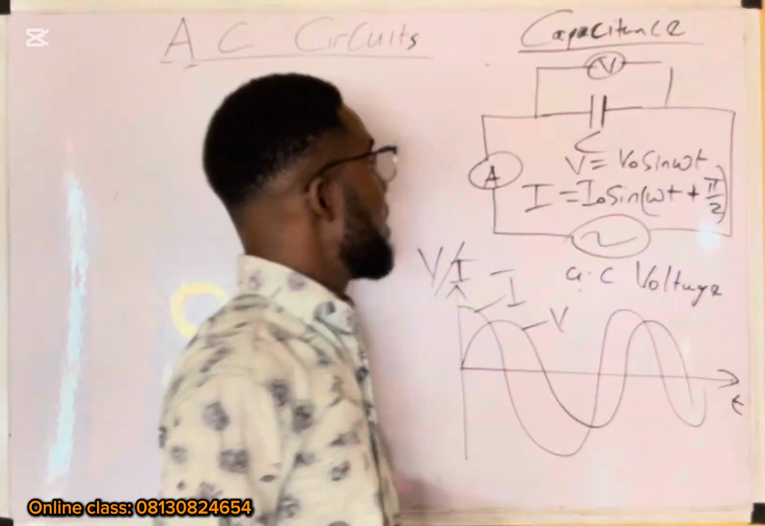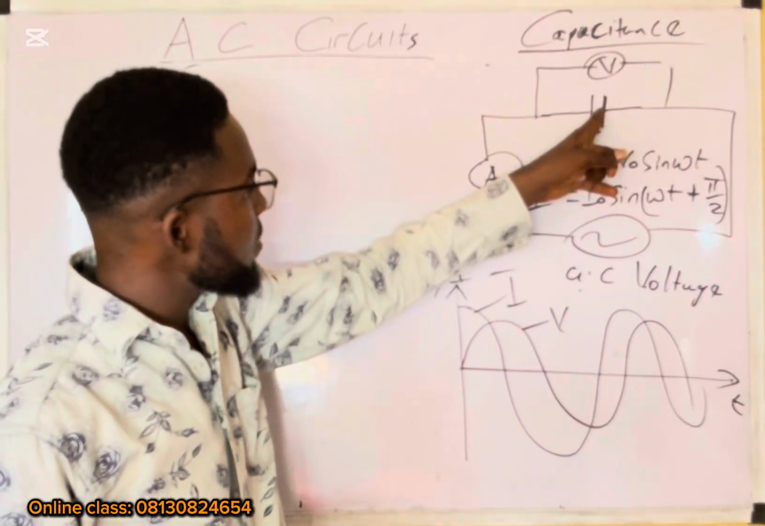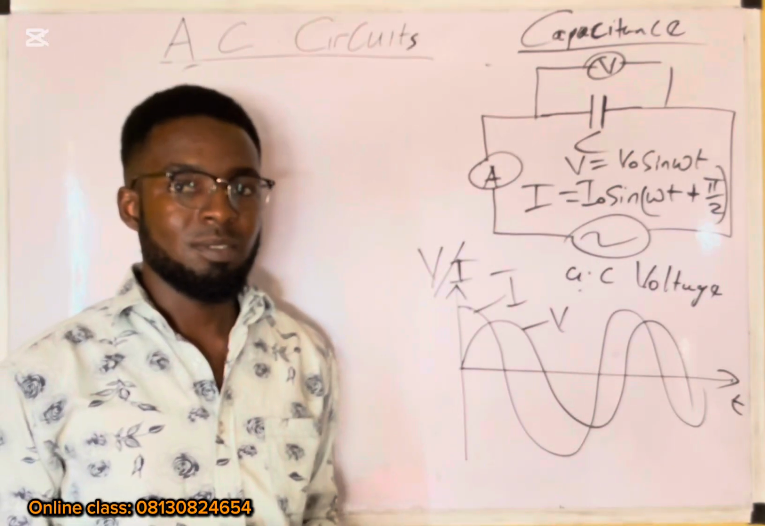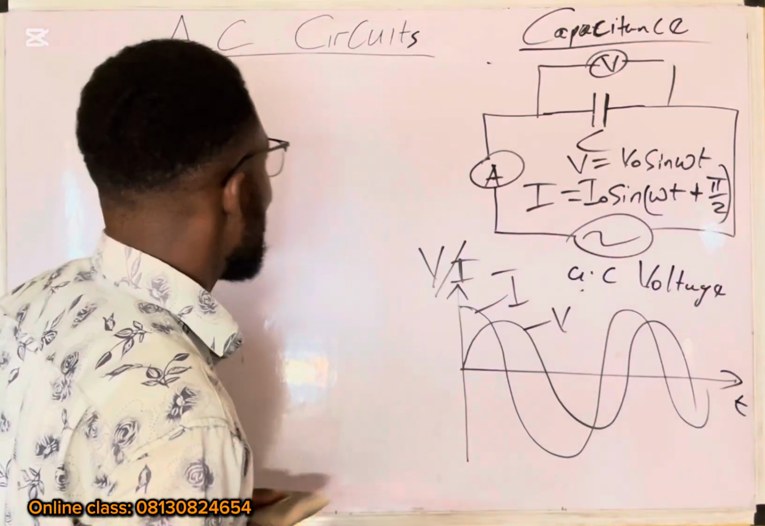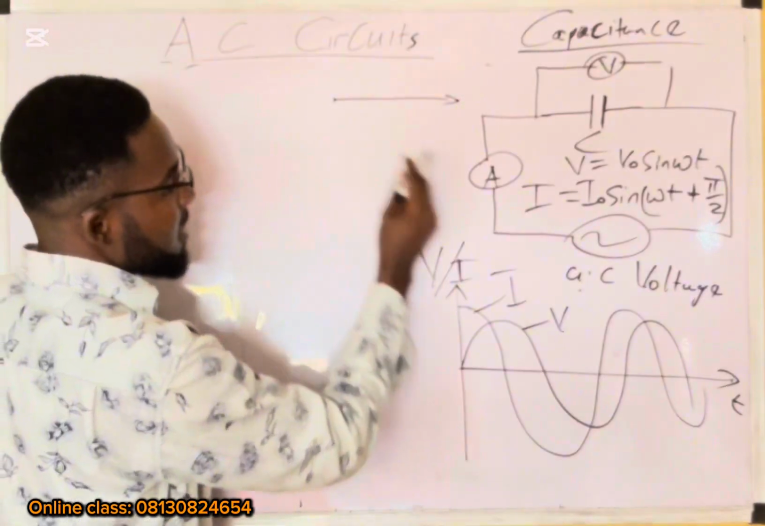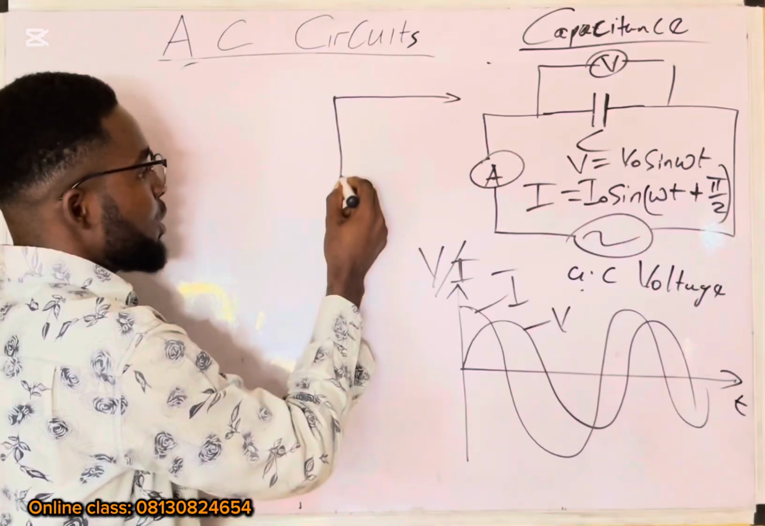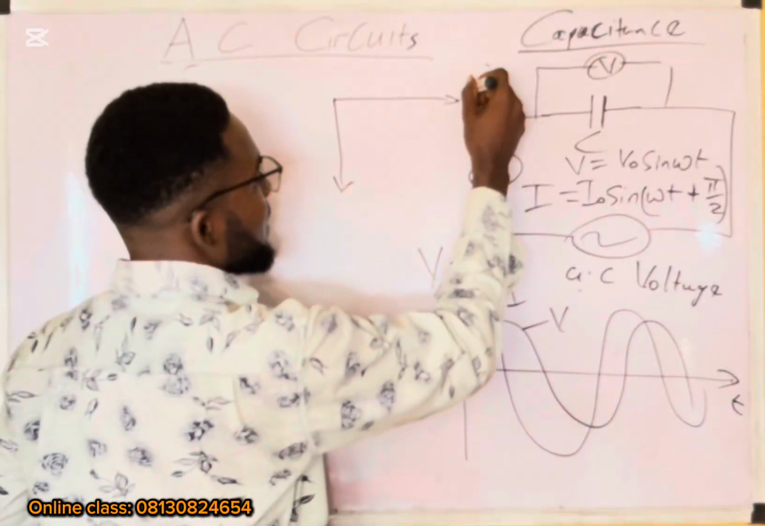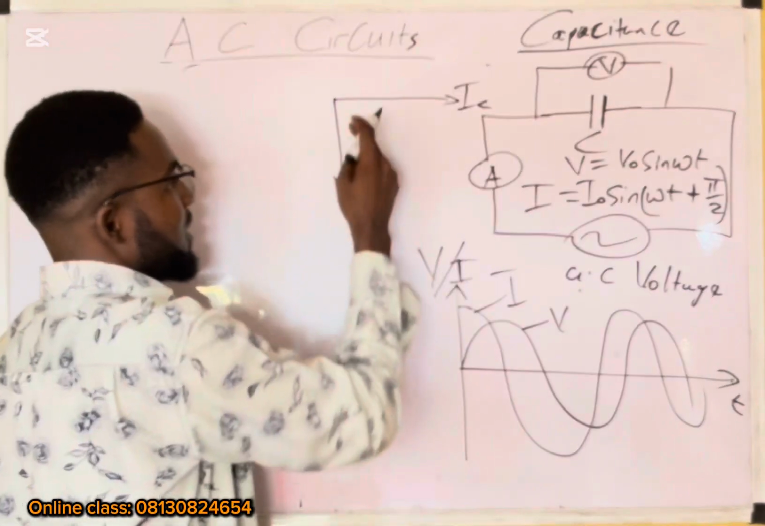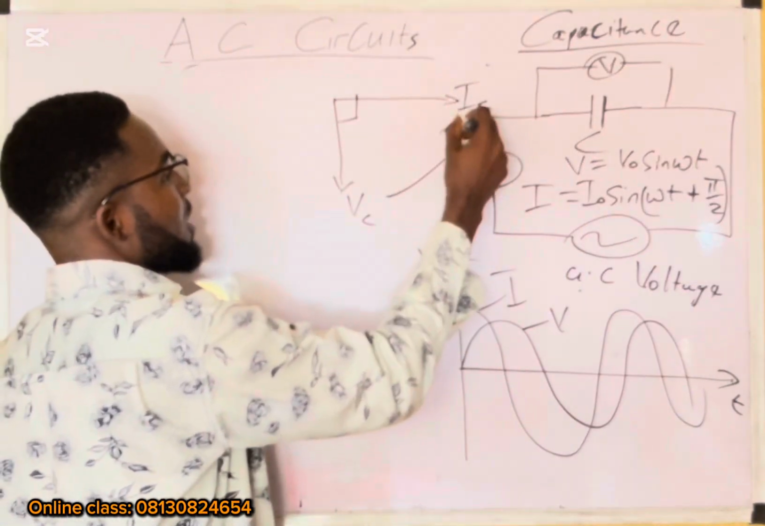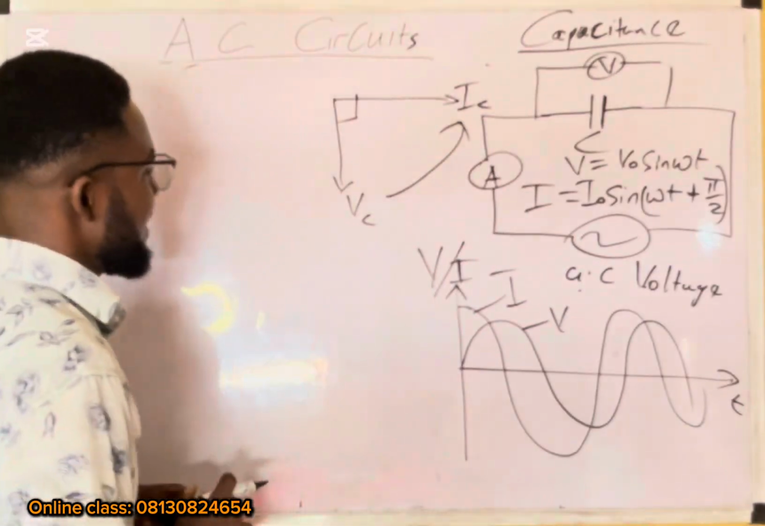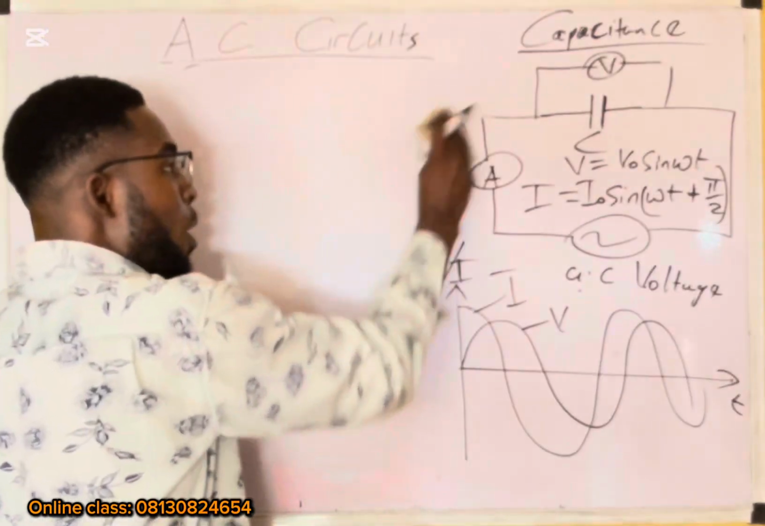When an AC voltage is connected across a capacitor, they are out of phase in the sense that the current is leading. Since it's 90 degrees, we can say they are perpendicular to each other. So this is the current in the capacitor, and this is the voltage in the capacitor. They are perpendicular to each other, and the current is leading. You can see that it is clear.